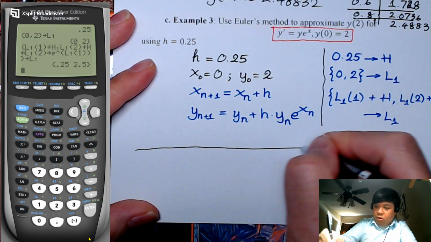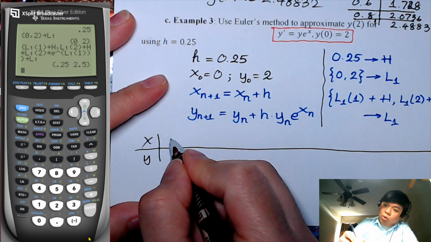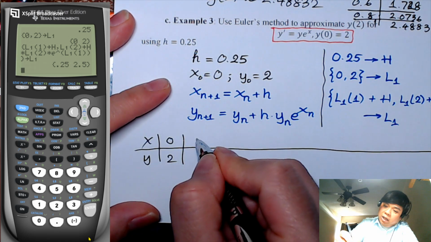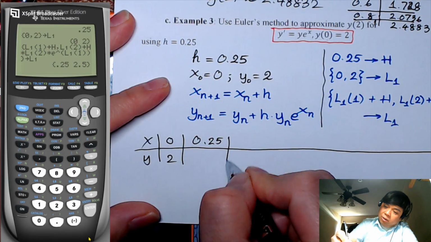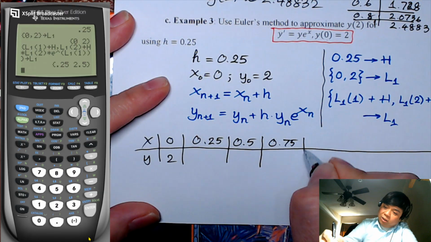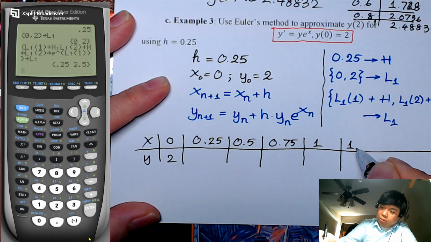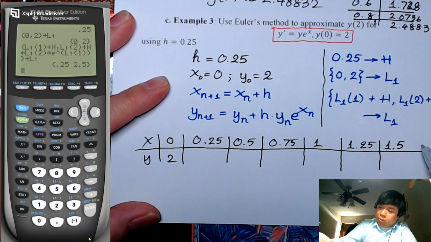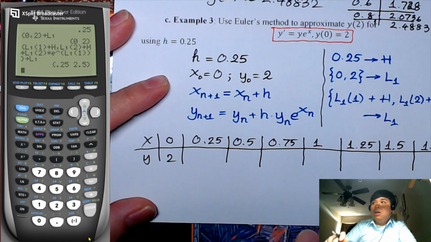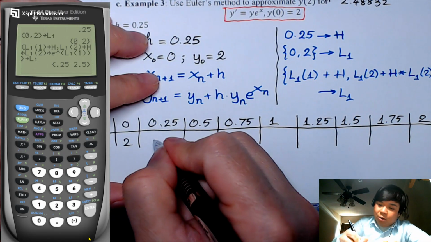I think we draw the horizontal table, that would be better. X, y. Initially x equal to 0, y equal to 2. Now we increase the step every time, 0.25. Okay, so now we just copy the values, 2.5.